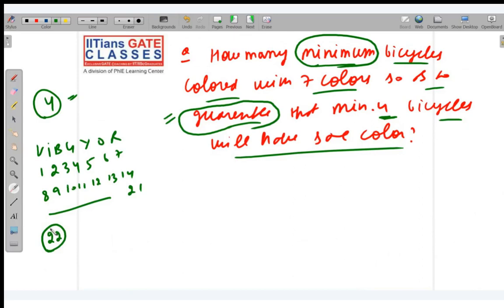I think you have got it. This is a very simple scenario. I hope it's clear. If you have any doubt, you can ask. So minimum, how many bicycles are needed? Minimum 22 bicycles are needed.